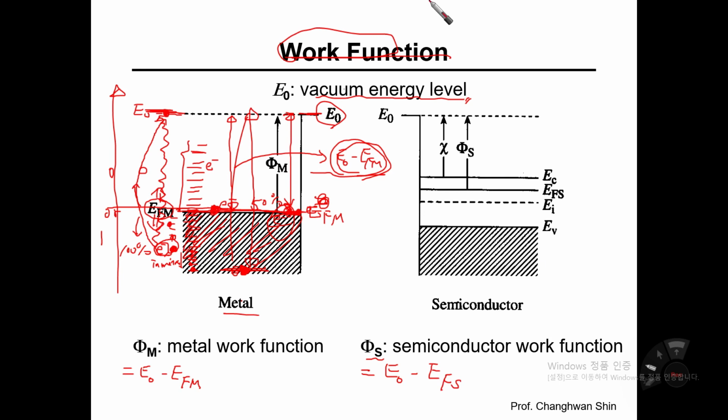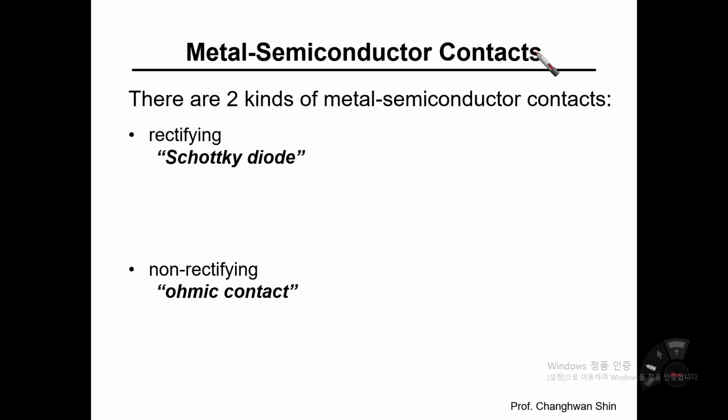Whenever we are talking about the work function in the field of electron devices, always think of this value, E naught minus EF. Okay, all right.